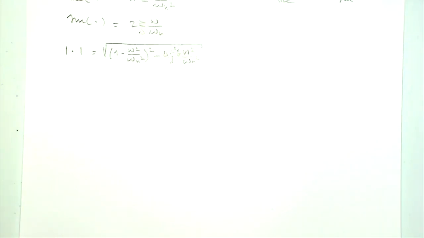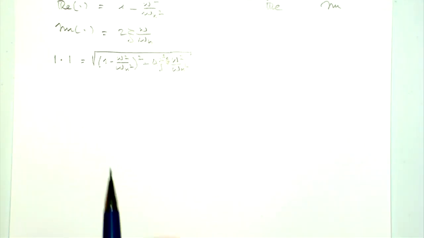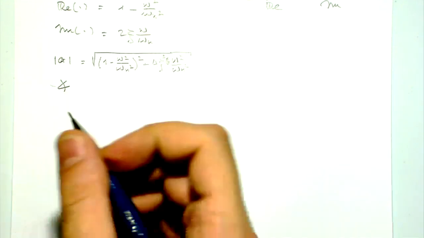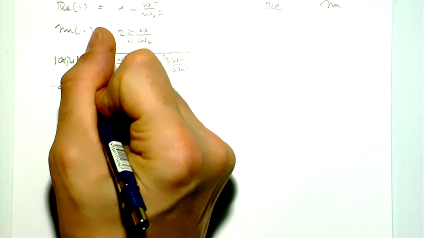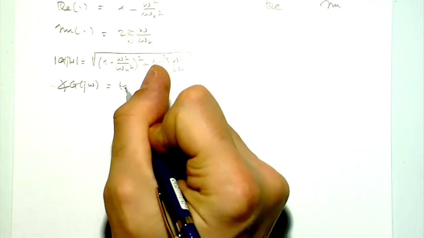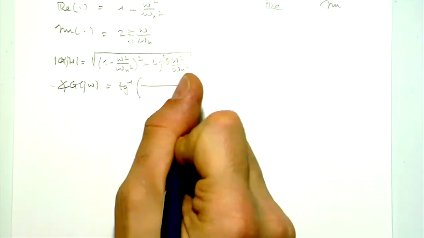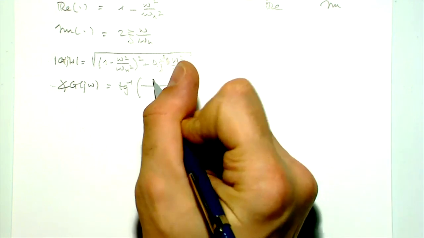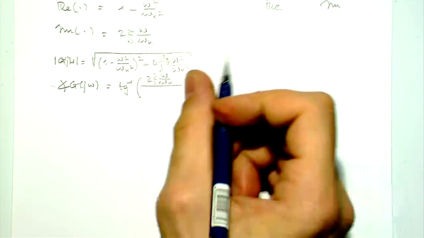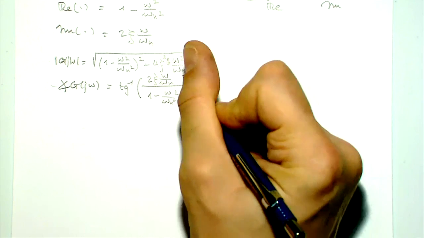Okay, so at this point, what do we want to do? Let's write the phase as well. The phase, I'm getting lazy and I don't write all the terms correctly, but this would be G of j omega, and this is the phase of G of j omega. What's the phase? It's the arctangent of what? Of the imaginary part over the real part. So it's the imaginary part, 2 zeta omega over omega n, over 1 minus omega over omega n square. Okay?